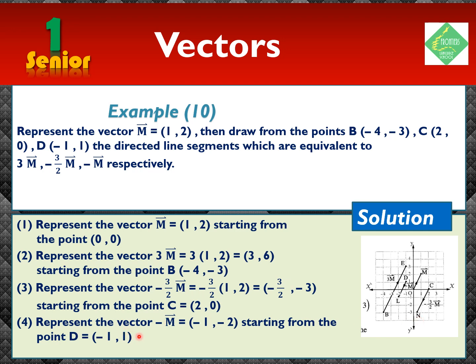To represent the vector -m, you will multiply negative by m, which is (1, 2). You will get (-1, -2). So you will move from the point D, which is (-1, 1). Negative 1 means you will move to the negative part 1 place, and you will move 2 places on the negative part of y. You will get, yes, as here, L. Easy.